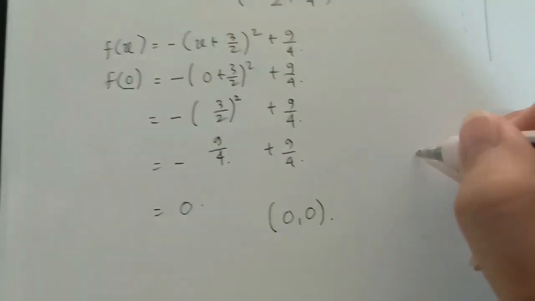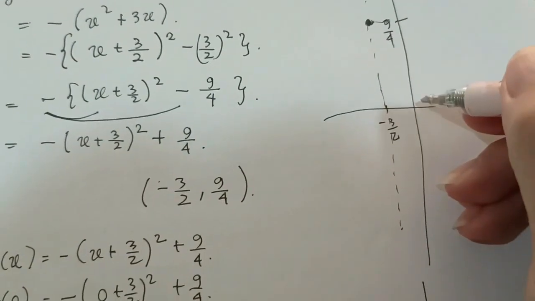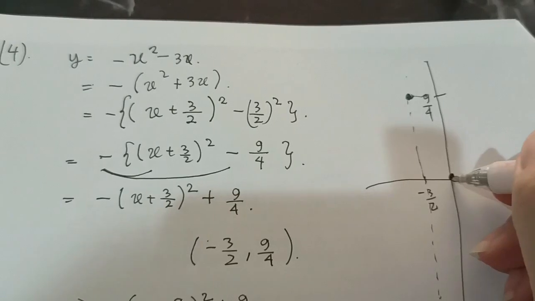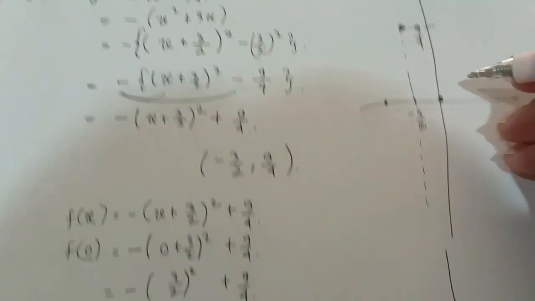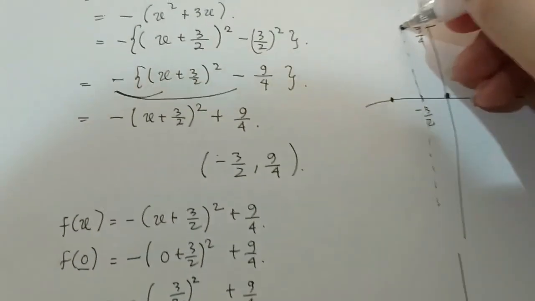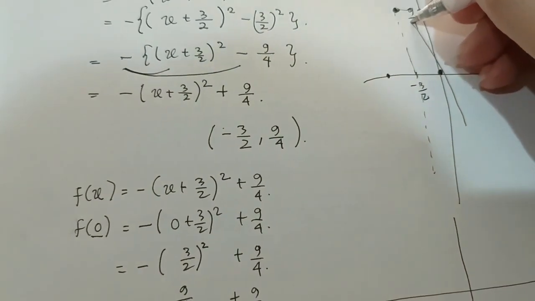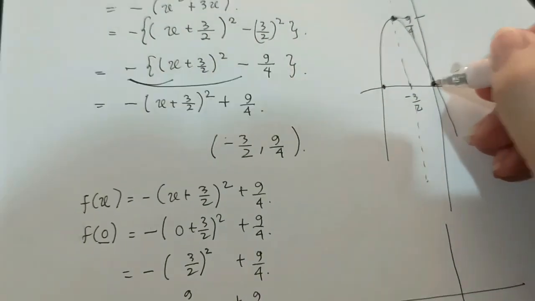So when you draw, oh sorry, over here, the dot is over here, so another dot will be over here. So it will be like this. Okay, it's supposed to be over here. Okay, done.